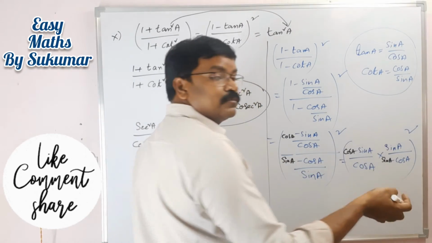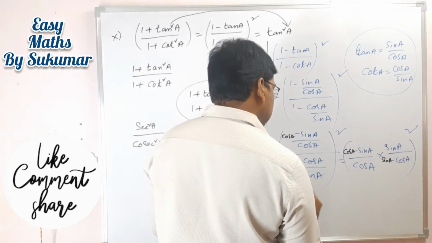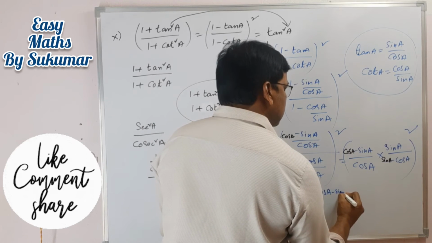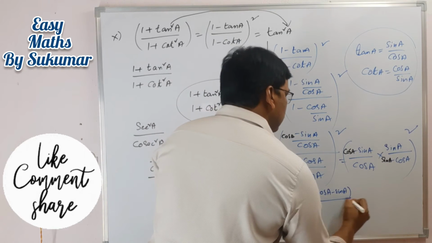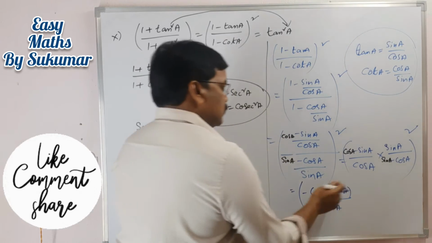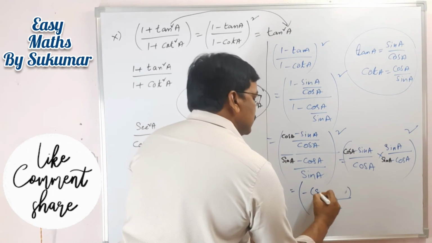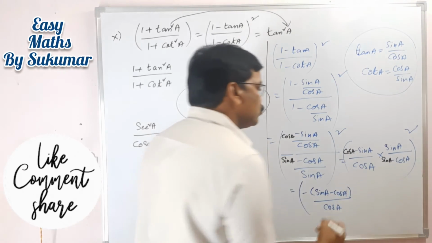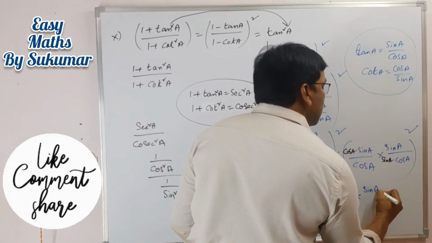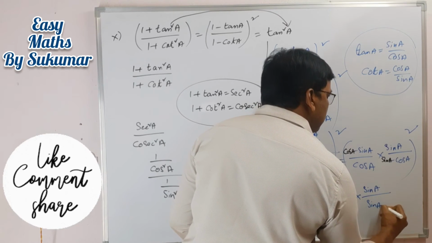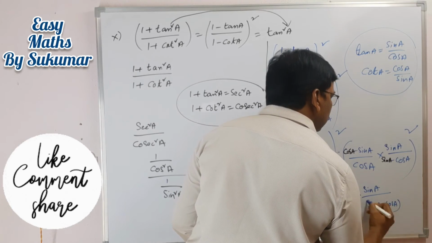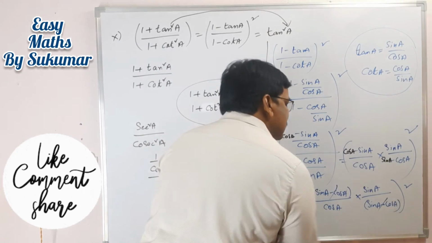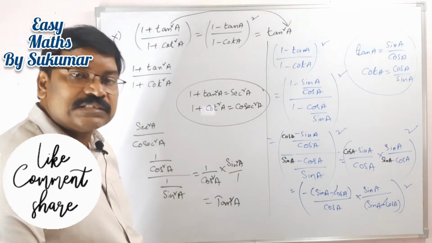unless and until you take minus as common. That means if you take minus as common here, that is cos a minus sin a by cos a, then it will become sin a minus cos a. Sin a minus cos a into what? Sin a by sin a minus cos a, that is whole square. Okay. Now here these two are cancelled. Finally, what is here? Sin a by cos a.